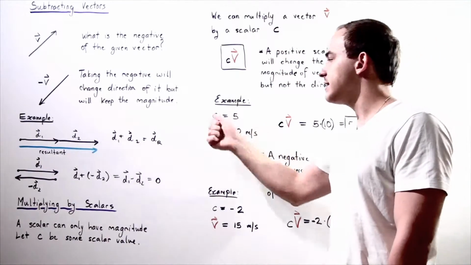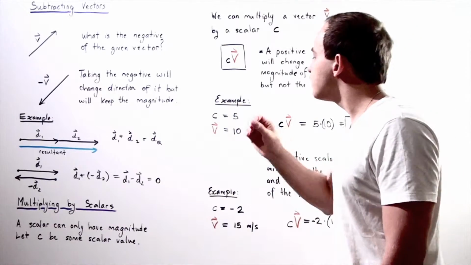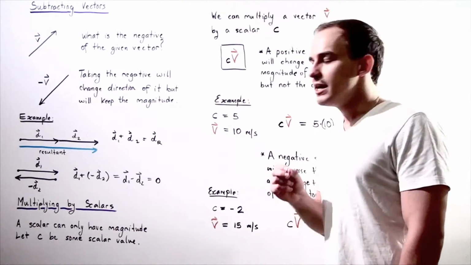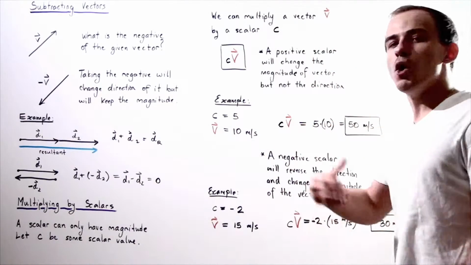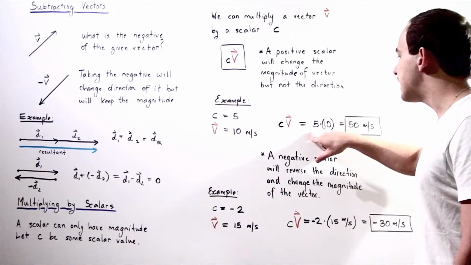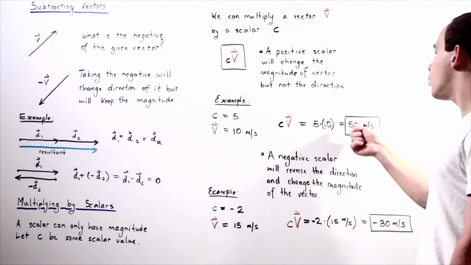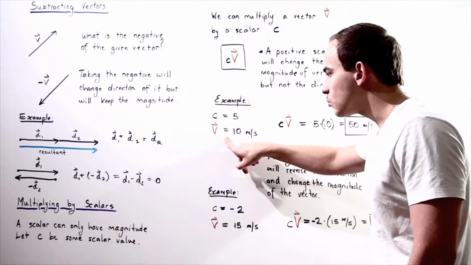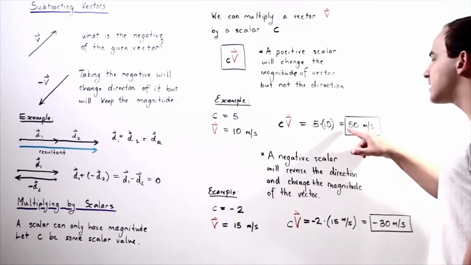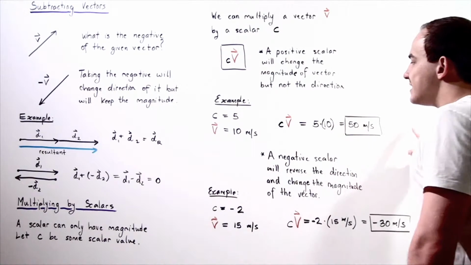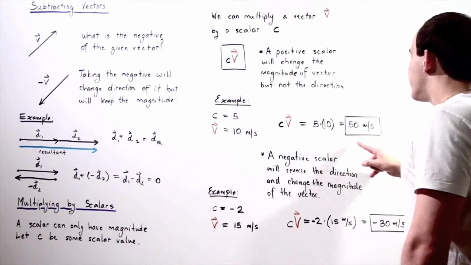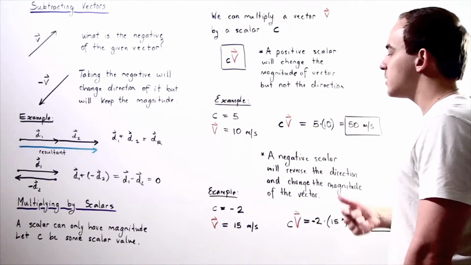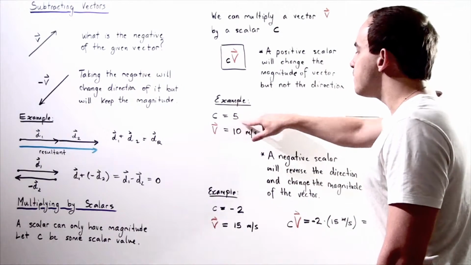So let's look at a simple example. Let's suppose our c, the scalar, is 5, and the magnitude of our velocity is 10 meters per second. So if we take our scalar c multiplied by our vector v, we get 5 times 10. 5 times 10 equals 50 meters per second. So note that we began with a positive direction and we ended with a positive direction. So the end result is still a velocity vector, but the velocity vector is now 5 times as large as before because we multiplied it by 5.